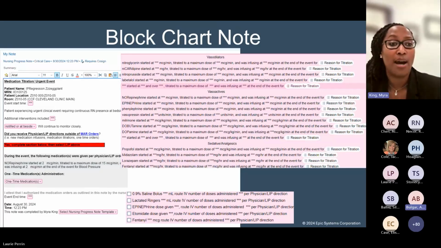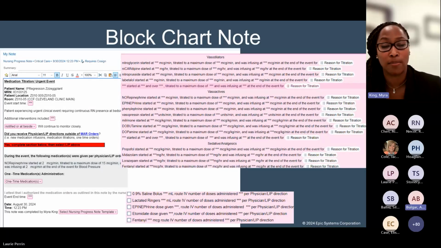This is just an example of our medication portion of the block chart. And this is a close-up of what it currently looks like. You can see all the medications that are pre-populated, and nurses are directed to document based on what is required. So nitroglycerin at the top of the screen there is started at a specific dose. It was titrated to a max dose, and then it was infusing at a particular dose at the end of the event, for the reason for titration, that clinical endpoint. If the medication is still infusing after the event, then the provider is required to place another order. Next slide, please.